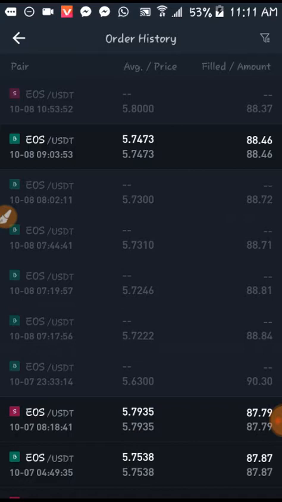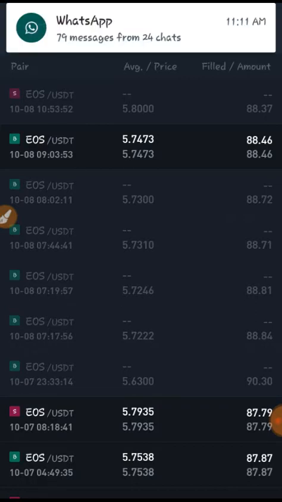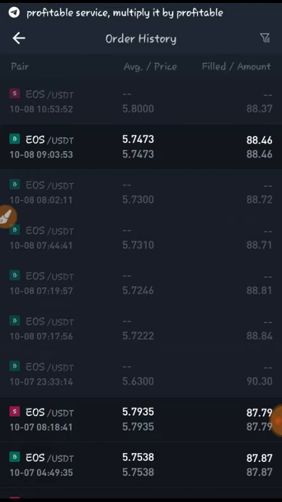Presently, now I bought these coins. I bought EOS at 5.7473, that's the exchange rate I bought at. I actually bought 88.46 of EOS. So I bought one EOS at 5.7473, you get it.